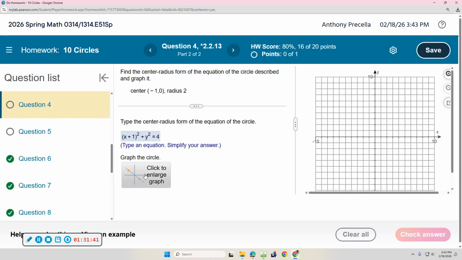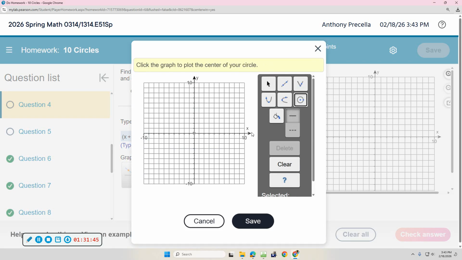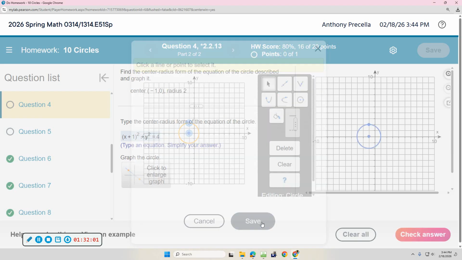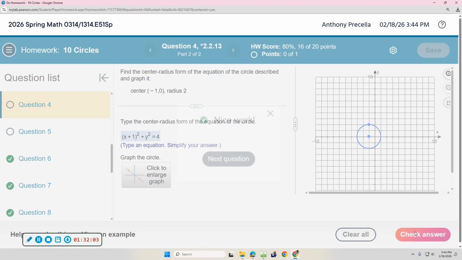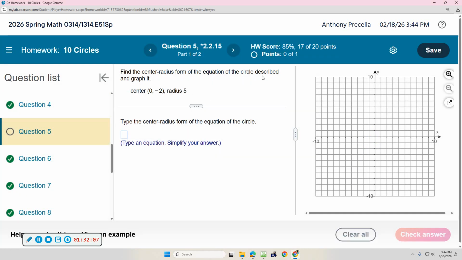What do we do? We say circle. Locate the center, so that's at -1, 0. Okay. And then move over. The radius is 2. 1, 2. Oh, okay. Check it. Number 5, same thing. Okay.